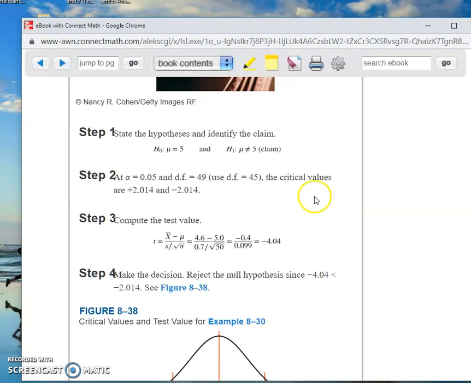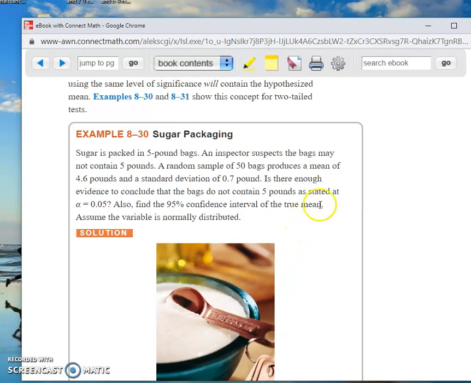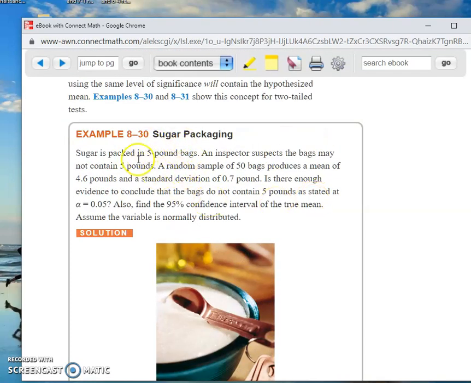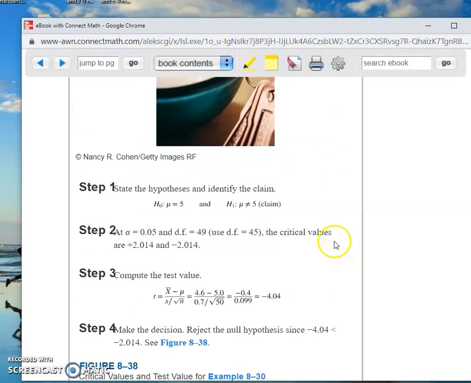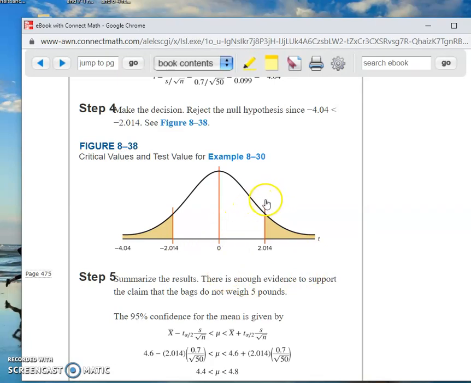So what we're basically saying is, hey, listen, you can advertise that it's 5 pounds, but I did the test. I sampled 50 bags, and I didn't come up with even close to 5 pounds. I came up with 4.6 pounds with a standard deviation of this. There's no way you would expect a random sample of 50 bags to give you a mean of 4.6 if the mu is 5 pounds. It's not going to happen. You're lying to us. On average, it's not really 5 pounds. That's what you're saying by this hypothesis testing.